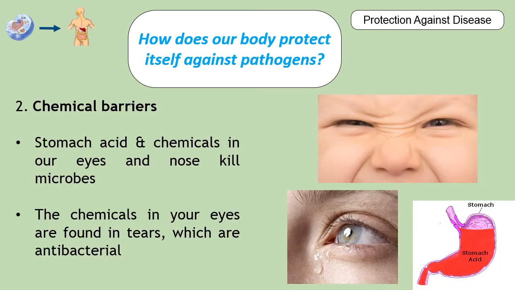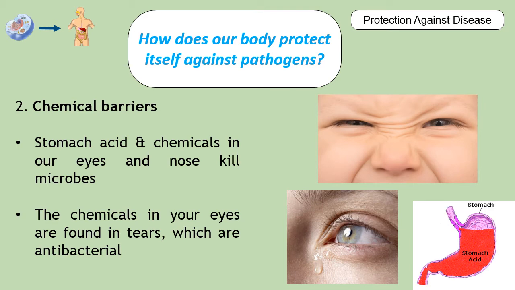Our second line of defense are chemical barriers. So you have stomach acid in your stomach. It's a very, very strong acid, and that kills any microbes that might be on any food or anything you eat or ingest. There are also chemicals in our eyes and our nose that help kill pathogens and microbes. It's one reason why you might get a lot of snot sometimes, because that is part of your body's defense to try and stop those pathogens getting up your nose.